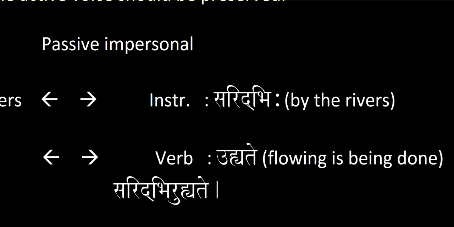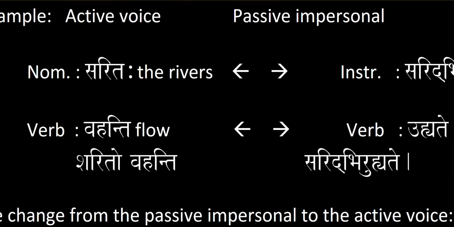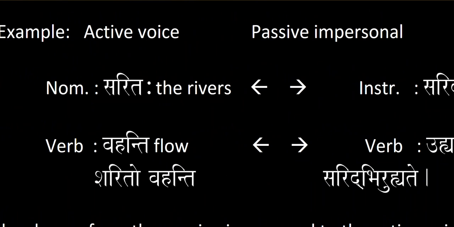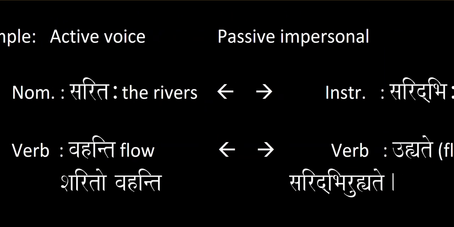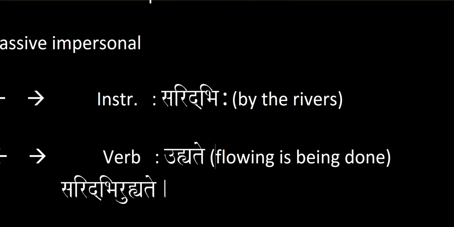That's why this needs to be in the passive impersonal, and it has to be third person singular. So we had third person plural because of the rivers, changed to third person singular. Flowing is being done by the rivers. So you end up with saridbhih uhyate, and that ends up being saridbhir uhyate.